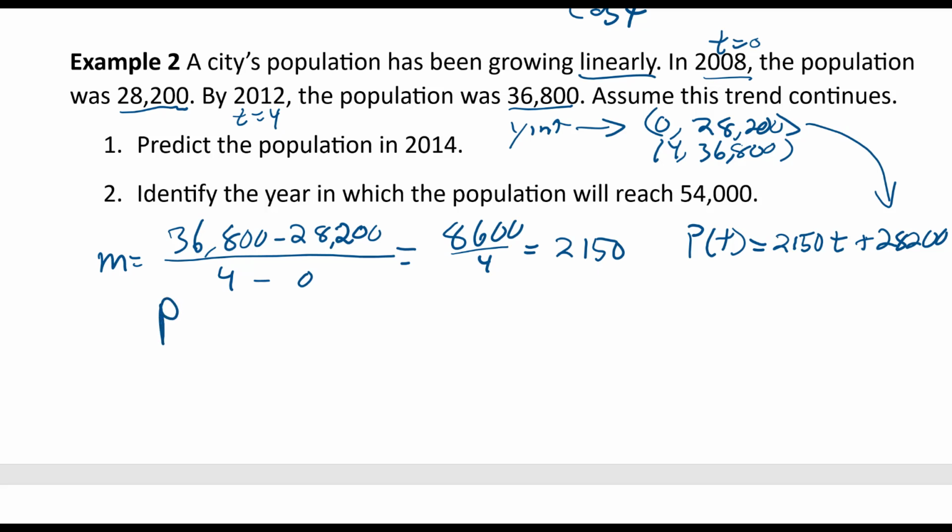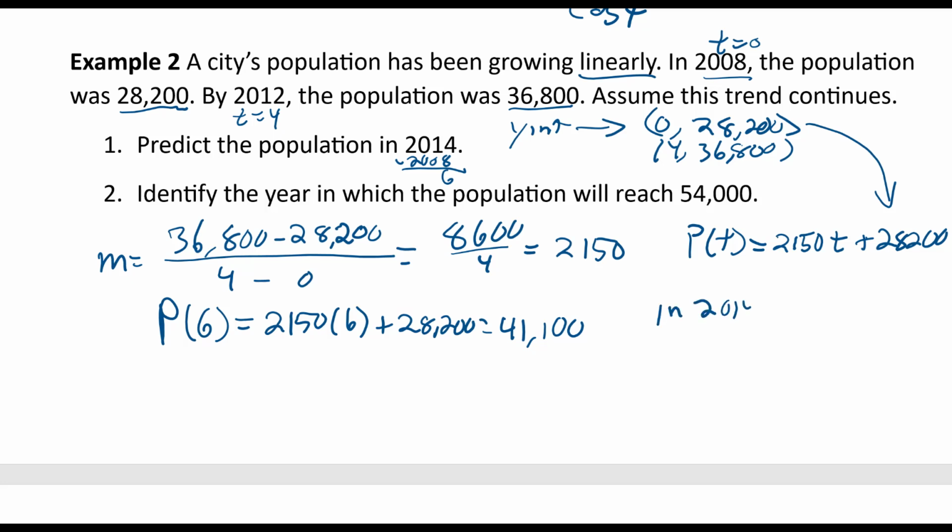So what is the population in 2014? If we subtract 2008, we will have 6, right? So in 6 years from starting, this is 2,150 times 6 plus 28,200. I don't need the parentheses there. And that will be 41,100. So in the year 2014, there will be 41,100 people. And that's the answer to question 1.